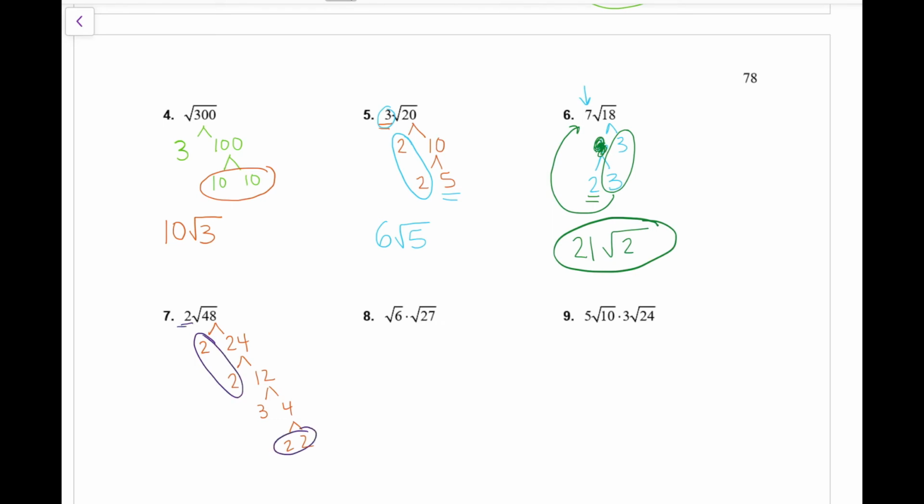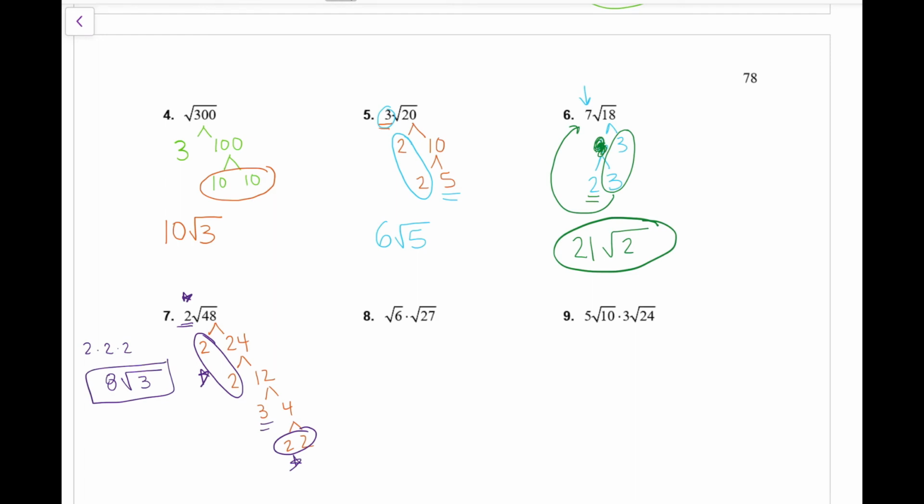Now we already have a 2 out front, so we're going to take this 2 here, times it by this married couple 2, and times by this married couple 2. That gives us 2 times 2 times 2, which is 8. Now left under the square root, we have this 3 all by itself there. So we have 8 square root of 3.